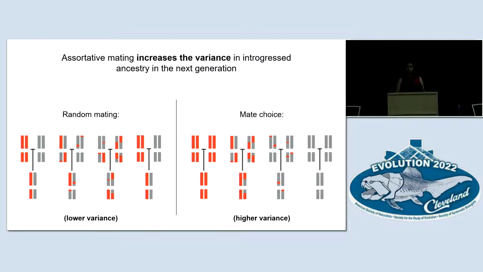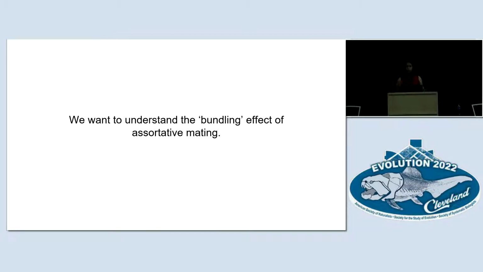So our goal with this project was to understand this bundling effect of assortative mating, the way assortative mating concentrates introgressed ancestry together and thereby facilitates any type of selection acting against that introgressed ancestry. We wanted to first characterize it and figure out if it was real, get at the genetic mechanisms that underlie this effect, and then go out and measure the impact of this effect in real populations.